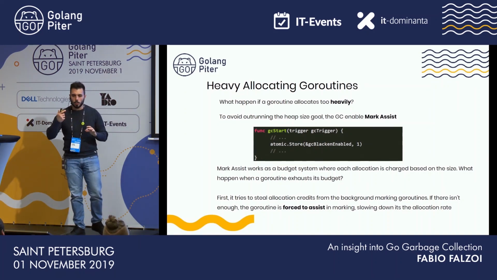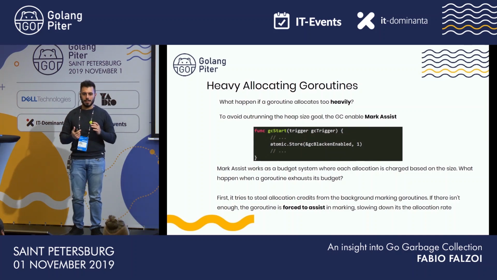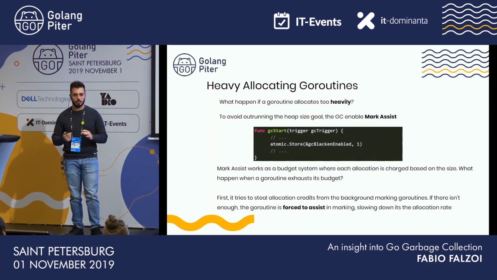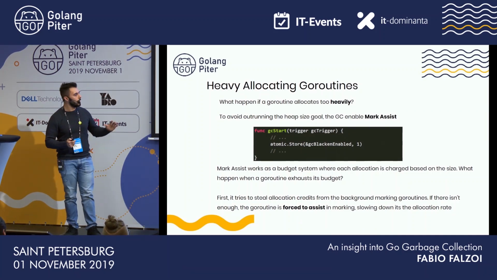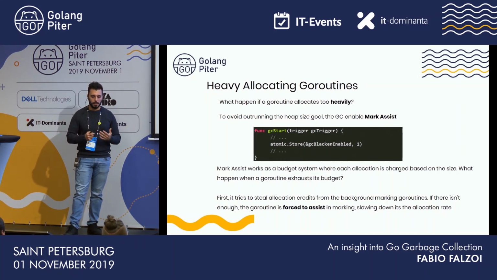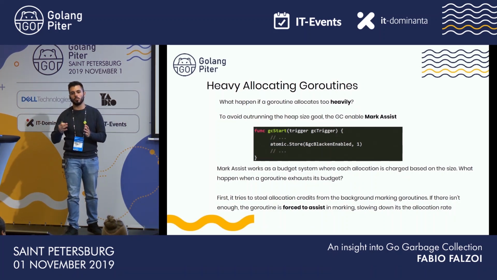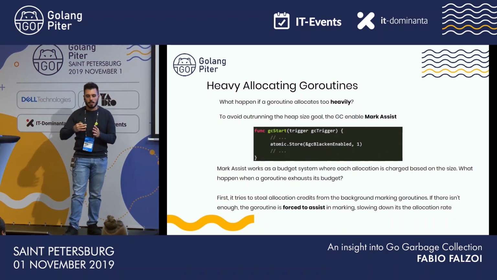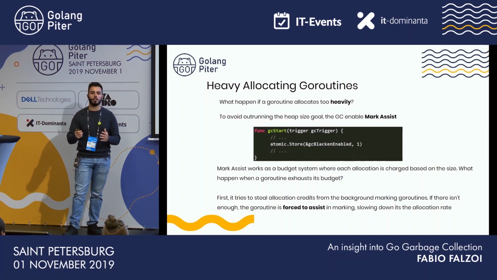When a Go routine tries to allocate an object, but its budget is already exhausted, it has no credits, first it tries to steal from another Go routine, but if it can't do that, the Go routine is stopped and is forced to do marking job. And this is a way to slow down the allocation rate of our application during the marking phase.